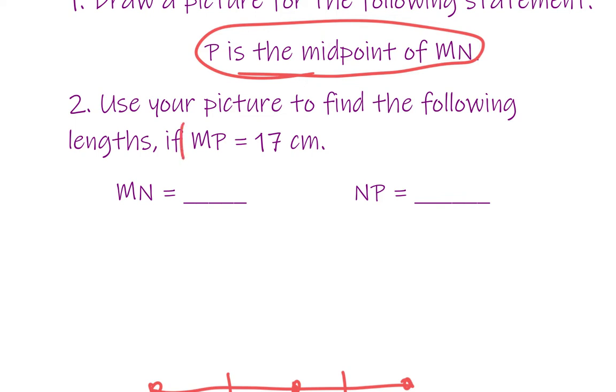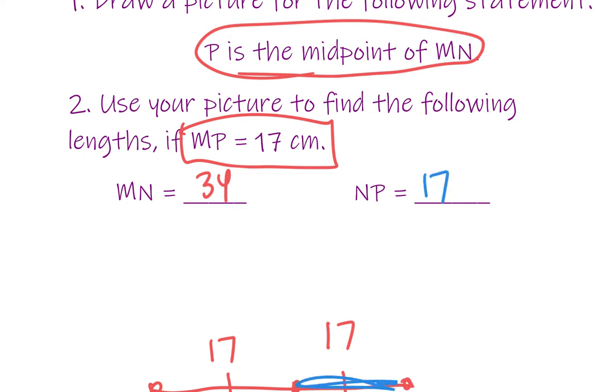All right, now it says that MP is 17, so I'm going to label that here. And then it wants me to find the missing length. So PN would have to be 17, and the total, I can just add those together to get 34. All right, so if you look at our missing blanks, MN is the entire length. So that one's going to be 34. And NP, that is this segment here on the right. And so that one has to be 17.